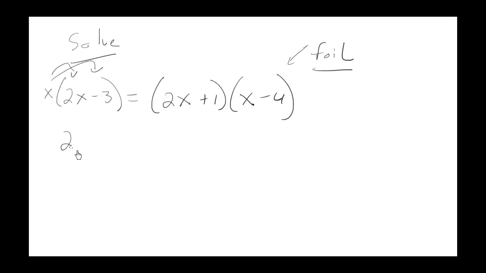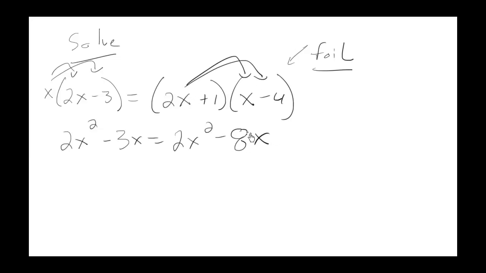This gives me 2x squared minus 3x is, well, this times this is 2x squared. This times this is minus 8x. Watch those signs. 1 times x is plus an x. 1 times minus 4 is minus 4. Remember, after you distribute stuff out, look for like terms. Working vertically down, keeping that equal sign in the same spot.